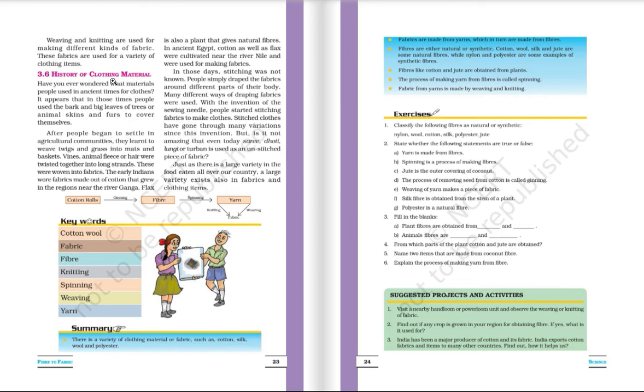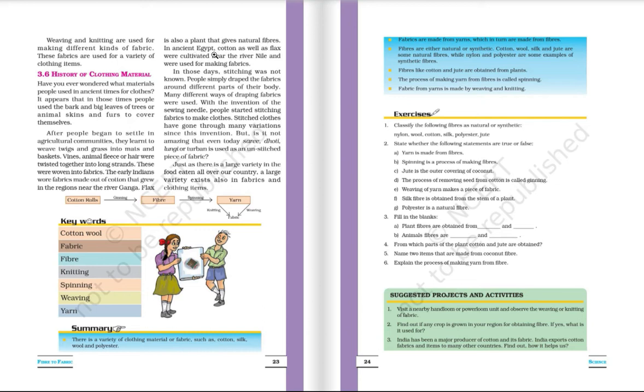After people began to settle in agricultural communities, they learned to weave twigs and grass into mats and baskets. Vines, animal fleece, or hair were twisted together into long strands. These were woven into fabric. The early Indians wore fabrics made out of cotton that grew in the regions near the river Ganga. Flax is also a plant that gives natural fibers.